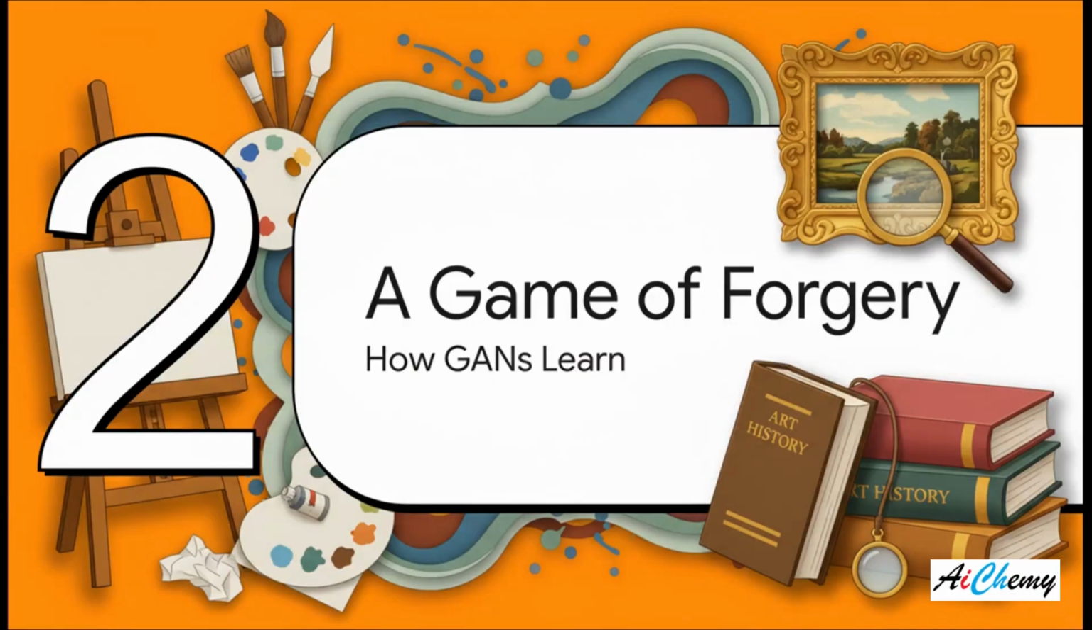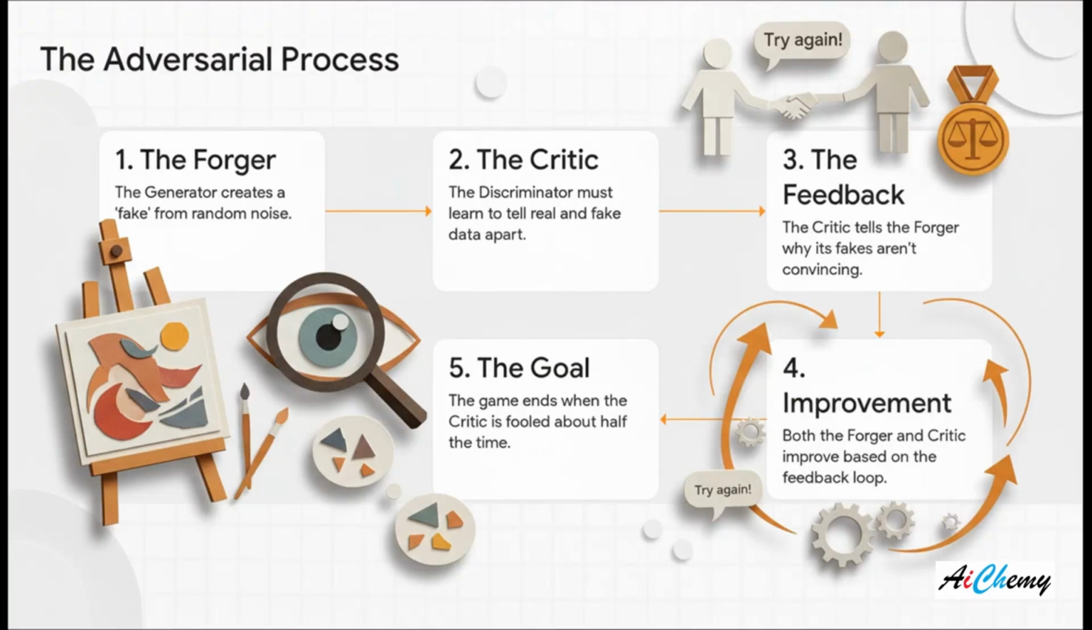To really get a handle on this game, let's use an analogy that I think makes it super clear. Imagine you have a brilliant, but pretty new, art forger, and then you have a world-class art critic. This is the exact dynamic that makes a GAN tick. So here's where the magic happens. It's all about this constant feedback loop.